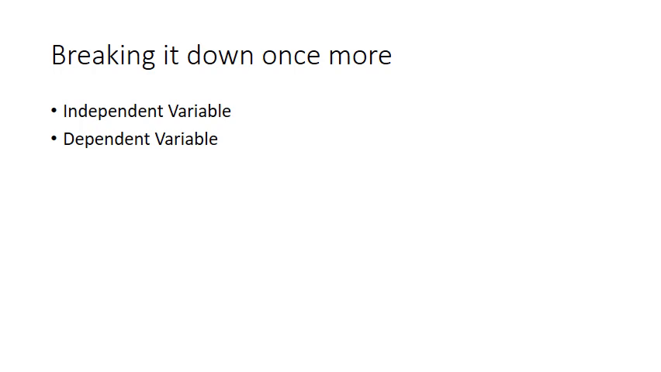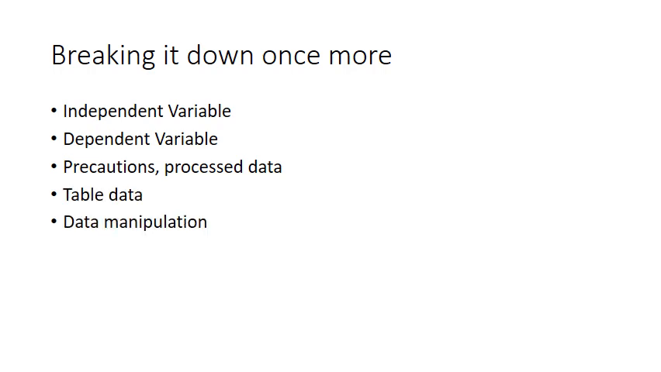Okay, so if I break it down once more again, remember, it's about the independent variable, the dependent variable. It's about the precautions and the process data that you need to calculate, the table data, and the data manipulation. Okay, so if you can remember all of these 5 sections of planning, it becomes very much easier for you to actually write out the entire planning sequence.